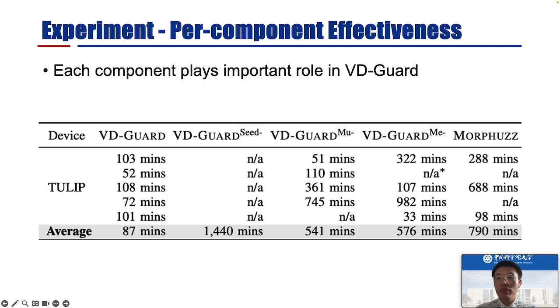We also evaluate the effectiveness of each component. We present the time cost to discover the vulnerability without the initial seed construction, the DMA-guided metric, or the DMA-guided mutator. The result shows that all components play an important role in VDGuard. Take the result when testing Tulip as an example. Without one of the components, the performance drops, and VDGuard even cannot find anything.